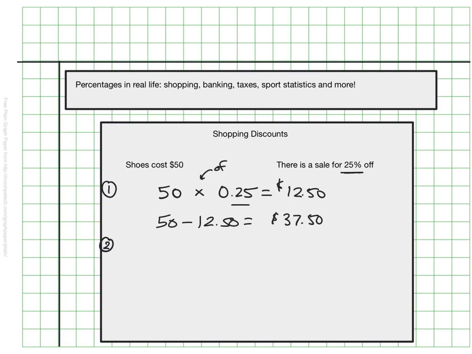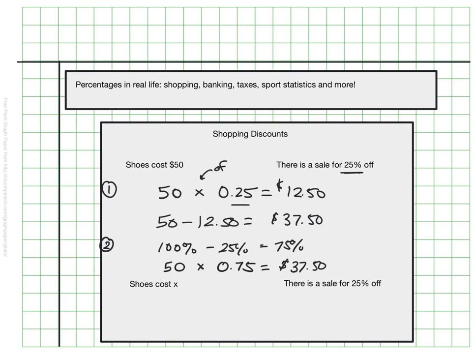On the other hand, I could say, hey, if I'm saving 25%, the shoes were originally 100%, and I saved 25%, I'm going to have to pay 75% to get my shoes. So I could take my $50 and find out what 75% of that is, and I would calculate that with my phone or my calculator, and I would still end up with the same price, right? It might just be one step shorter.